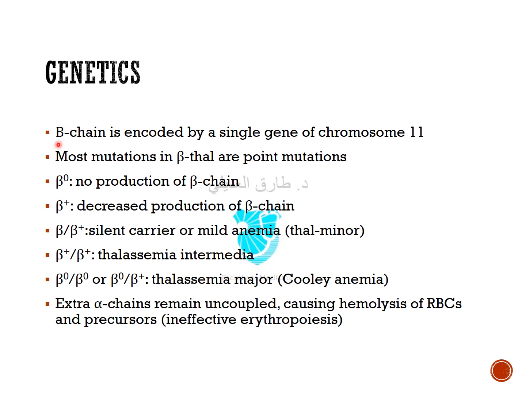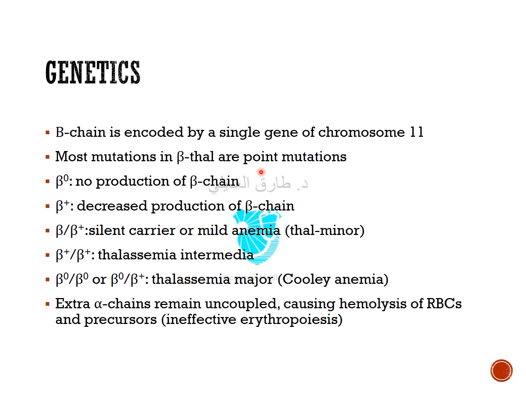For beta thalassemia, the beta chain is encoded only by a single gene, which is located on chromosome 11, so that every human has 2 sets of genes. Most of the mutations in beta thalassemia are point mutations. Okay, not deletion like in alpha. It is only point mutation.